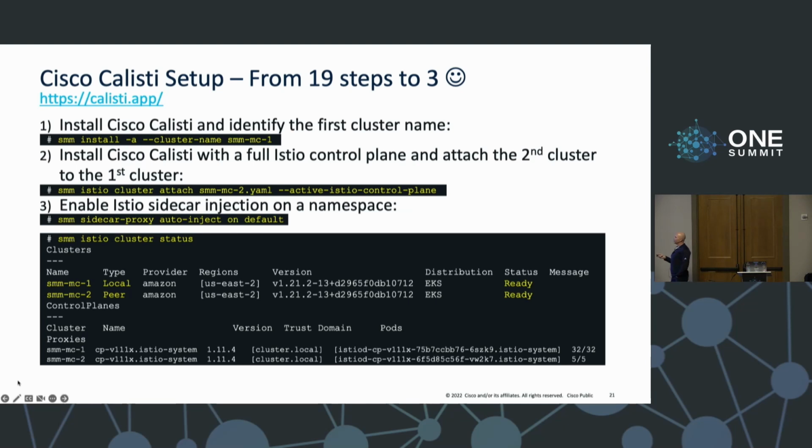In the case of Callisti, once you download the binary, you just simply install it against your first Kubernetes cluster that you're eventually going to link into this cluster. And all subsequent clusters from that point forward out, you just simply do a cluster attach. All of the other 19 commands I told you about, you don't have to do anymore.